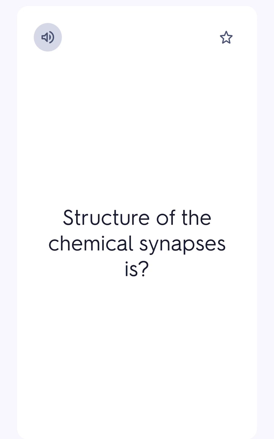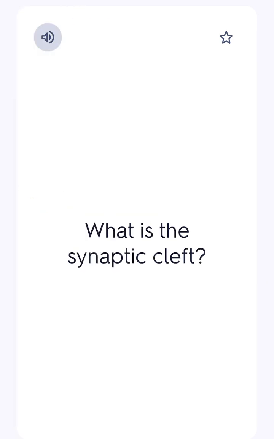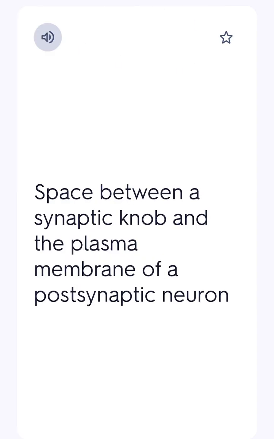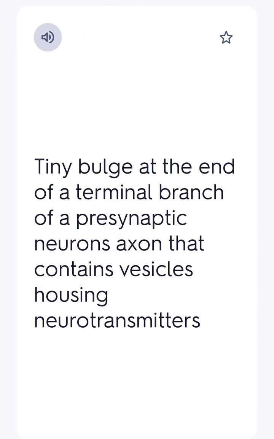Structure of a chemical synapse is synaptic knob, synaptic cleft, elements of synapses. What is the synaptic cleft? Space between a synaptic knob and the plasma membrane of a postsynaptic neuron. What is the synaptic knob? Tiny bulge at the end of a terminal branch of a presynaptic neuron's axon that contains vesicles housing neurotransmitters.